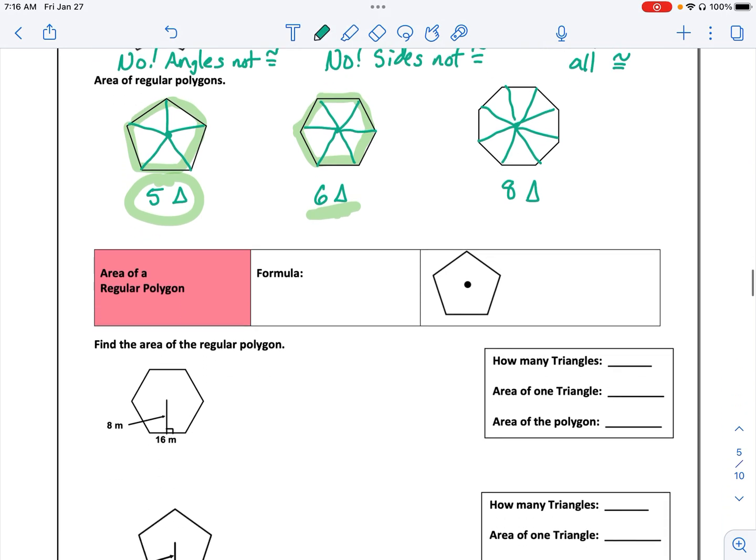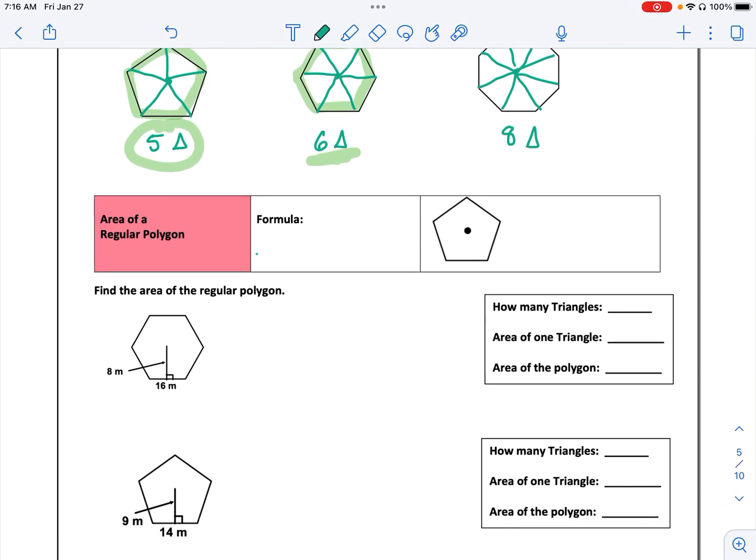So to find the area of a regular polygon, our formula is going to be: area equals the area of a triangle, base times height divided by 2, and we're going to multiply that by the number of sides of the shape.